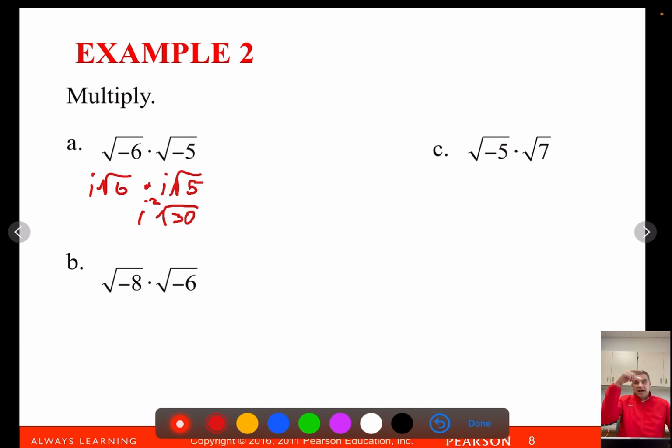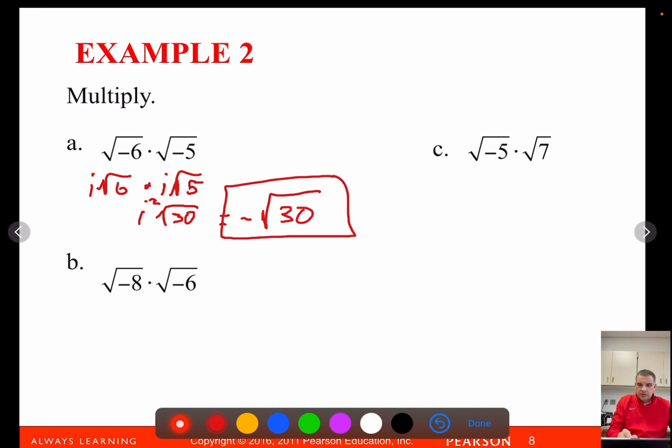But remember, what's i squared equal to? i squared is equal to -1. So the solution to this is the negative square root of 30. And that's your solution. You don't want to multiply the -6 and -5 together first. You want to get the imaginary numbers out of there and then multiply after that.